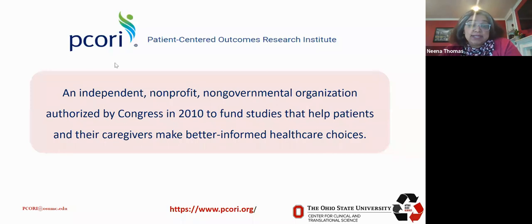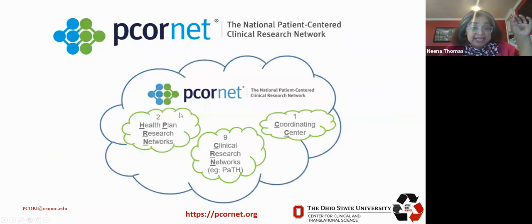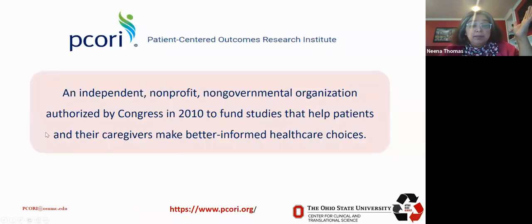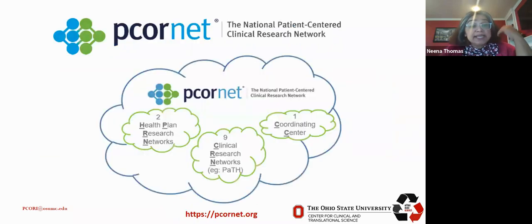So in order to answer these questions, PCORI funded the development of its own research network. This research network is called PCORnet, or Patient-Centered Outcomes Research Network. The development began in around 2013. So think of PCORnet as like a vast network of networks. It is basically a collaboration of several networks that support research using health data collected in the course of care through electronic health records, through claims data, or directly from patients as patient-reported outcomes.